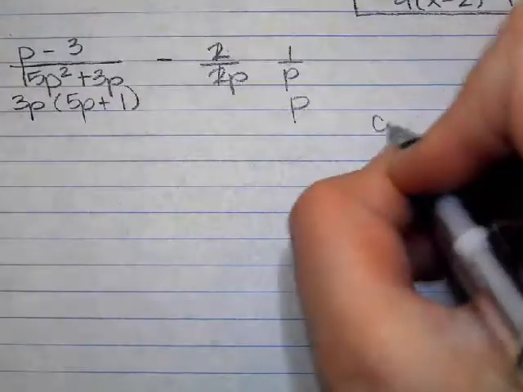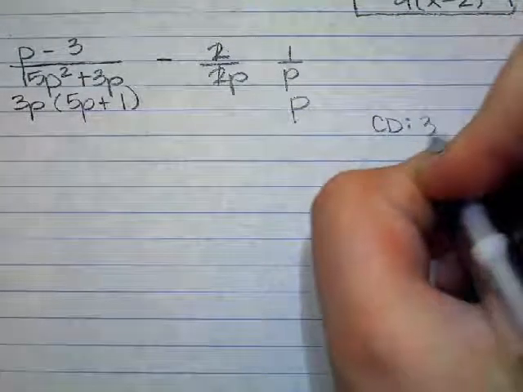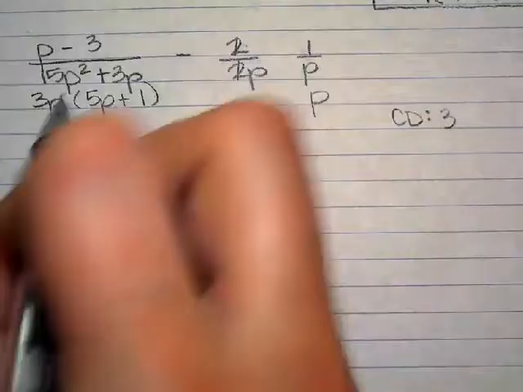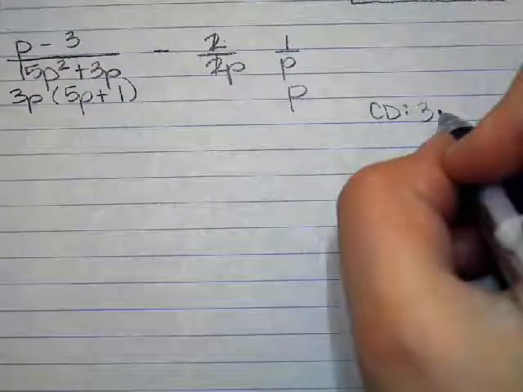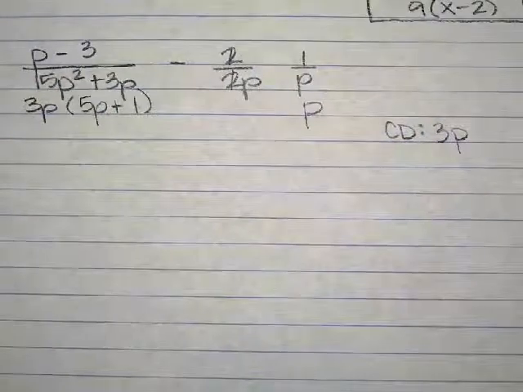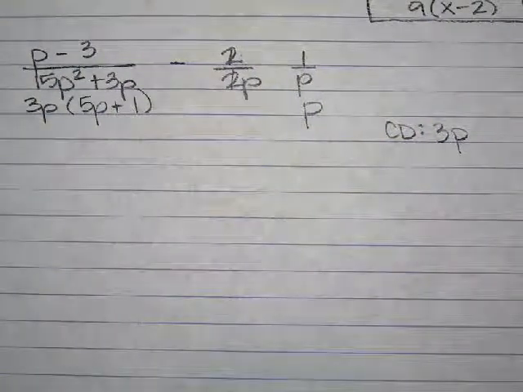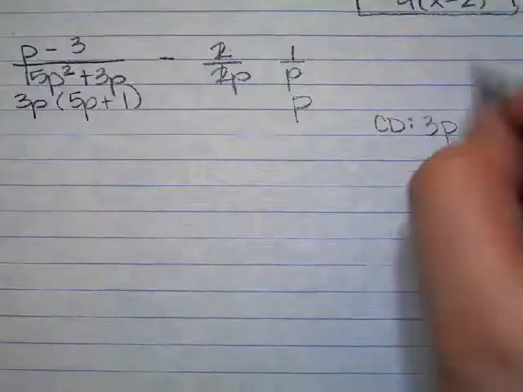We need a 3. So each of them just has a p, right? So that's in common, so we just need one of those. And then what else do we need? A 5p plus 1. Okay.